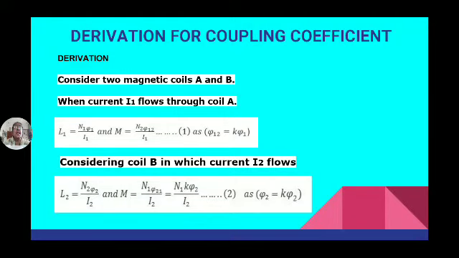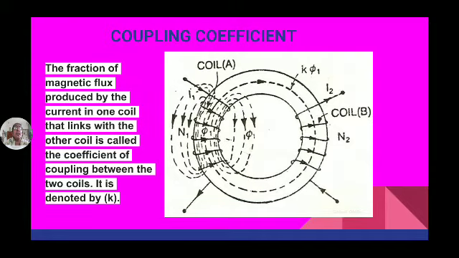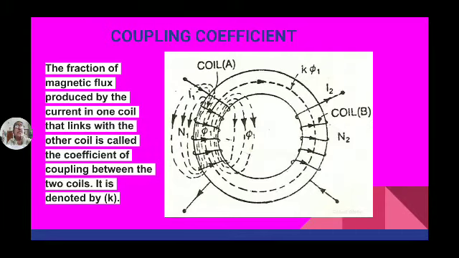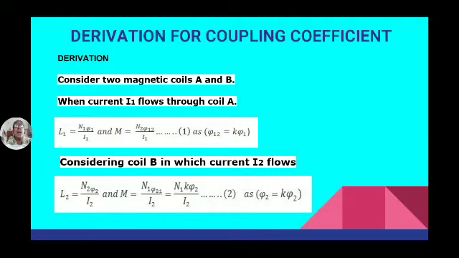Consider two magnetic coils A and B. The current I1 is passing through coil A and develops a flux of phi 1. Now, what is the self-inductance of coil 1? L is equal to N phi by I, so L1 is equal to N1 phi 1 by I1. Now some part of this flux links with the other coil, and that property is mutual inductance. So M is equal to N2 phi 2 by I1.